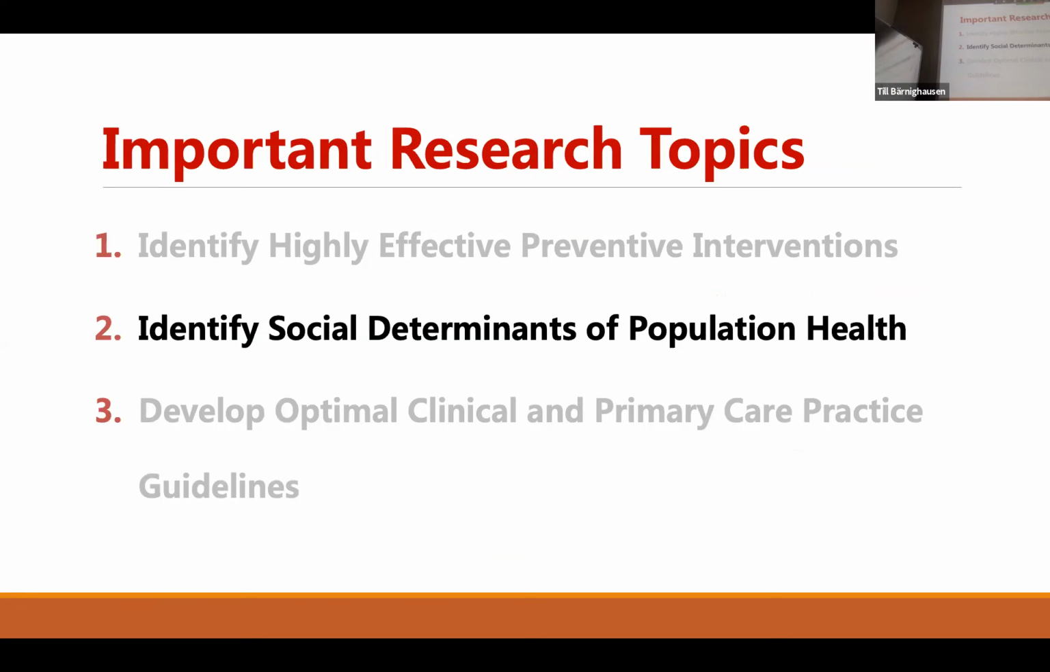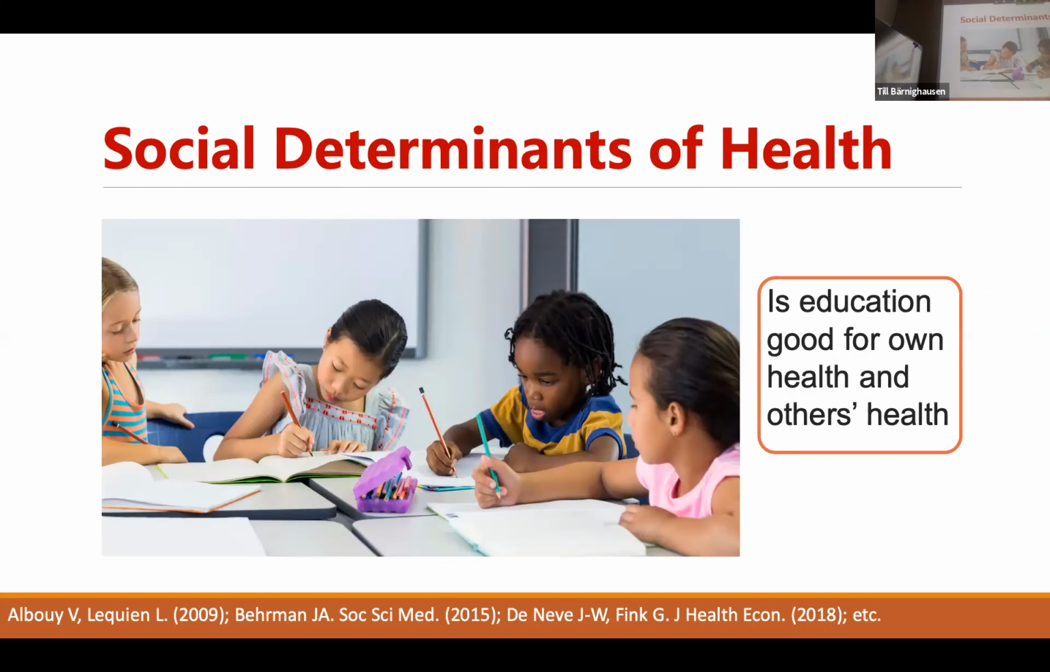And another important research topic in population medicine and health policy is to identify social determinants of population health. There are many social determinants of health, and the most common one that both healthcare professionals and economists are interested in is education. So is education good for one's health and others' health?